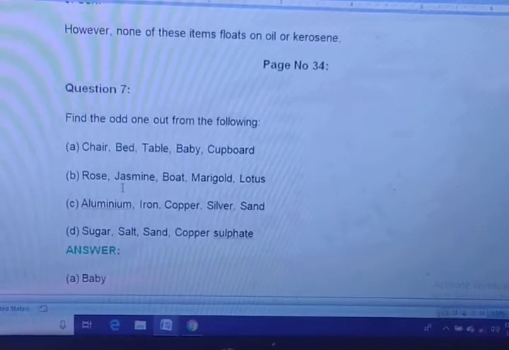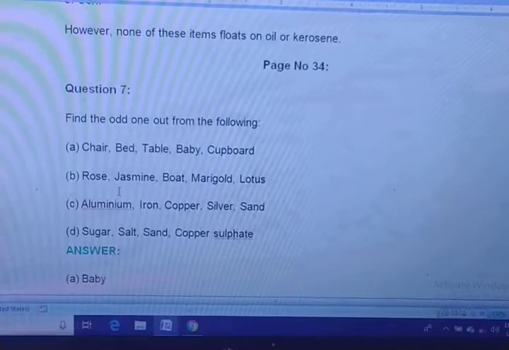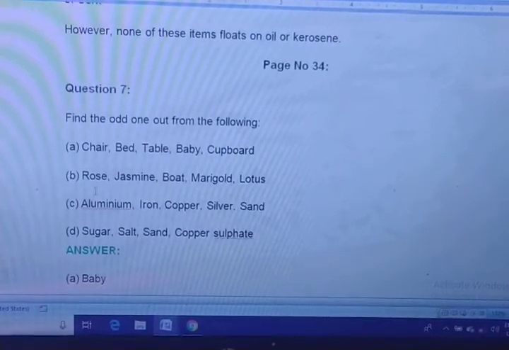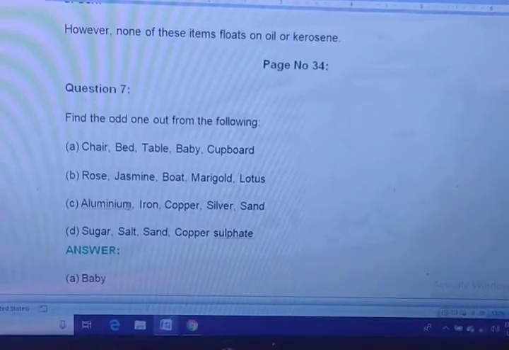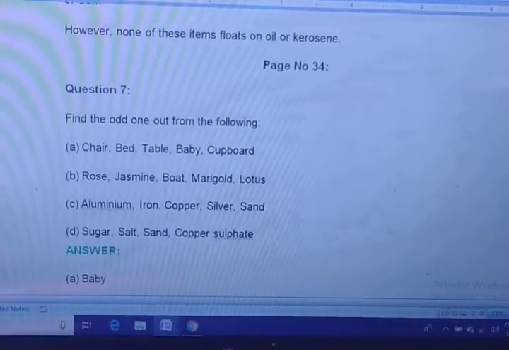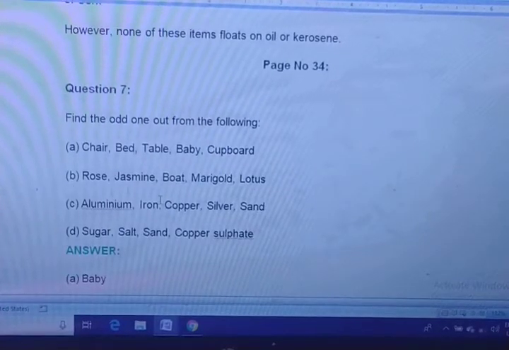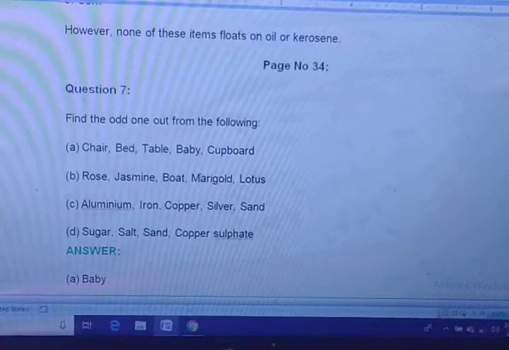Now see the second sentence: rose, jasmine, boat, marigold, lotus. See, rose is a flower, jasmine is a flower, boat is a flower? No, boat is not a flower, marigold is a flower and lotus is a flower. So in these 5 items, which one is not of the same category? The boat is not of the same category.